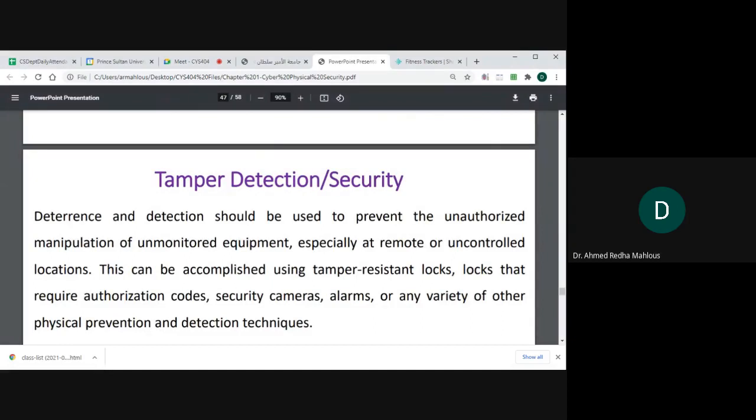Another way of securing your CPS is what is known as tamper detection security. Here we talk about deterrence and detection. Deterrence, that means you are pushing back the attacker. And detection, you are detecting if something happens, if you do have unauthorized access, or someone with unauthorized access manipulating your equipment, or manipulating the CPS. Here we talk specifically about remote or uncontrolled locations.